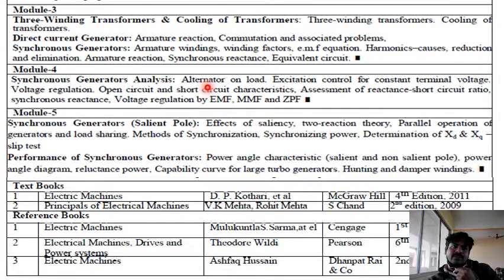Then module 4 consists of synchronous generator analysis, that is the alternator on load. How the alternator can be controlled by the excitation, and what we mean by excitation, you are going to study for constant terminal voltage. The voltage regulation related to the synchronous generator, open circuit and short circuit characteristics, assessment of reactance, short circuit ratio, and synchronous reactance you are going to study.